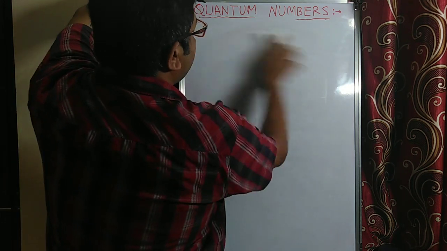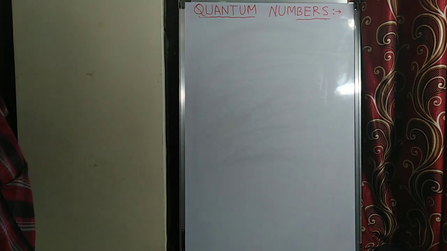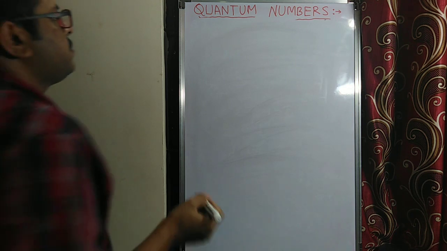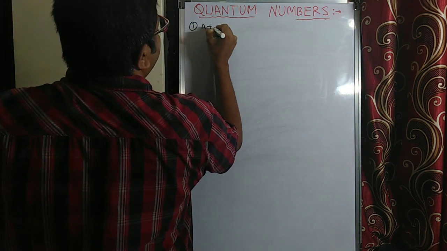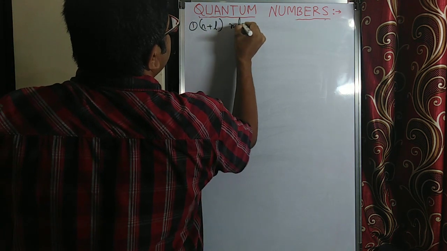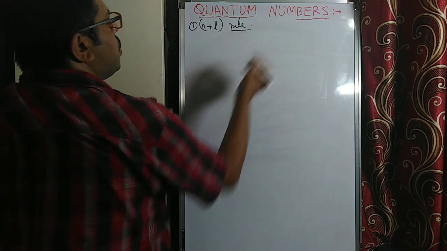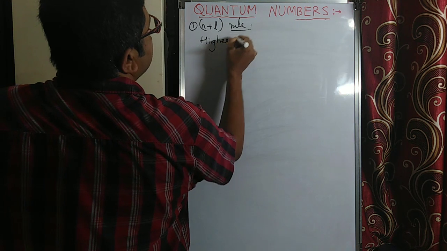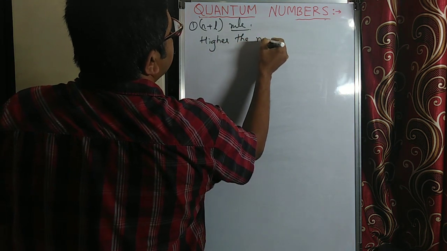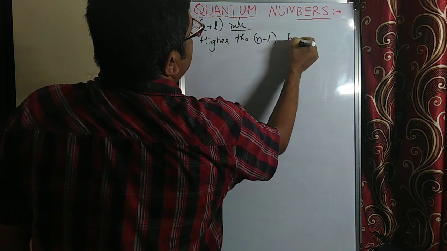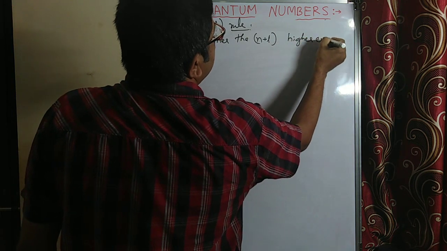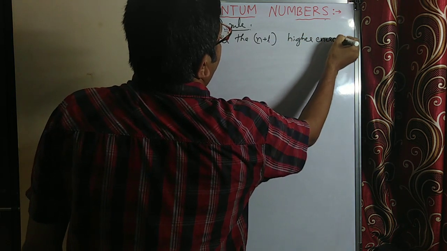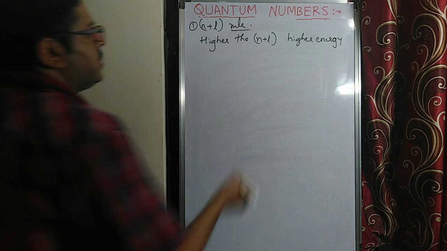Rules for filling atomic orbitals. Later I will tell you what type of question can be asked on this. So first one, remember, is the n plus l rule. Very simple, n plus l rule. Directly I will write: higher the n plus l, higher the energy. Higher the n plus l, higher the energy.